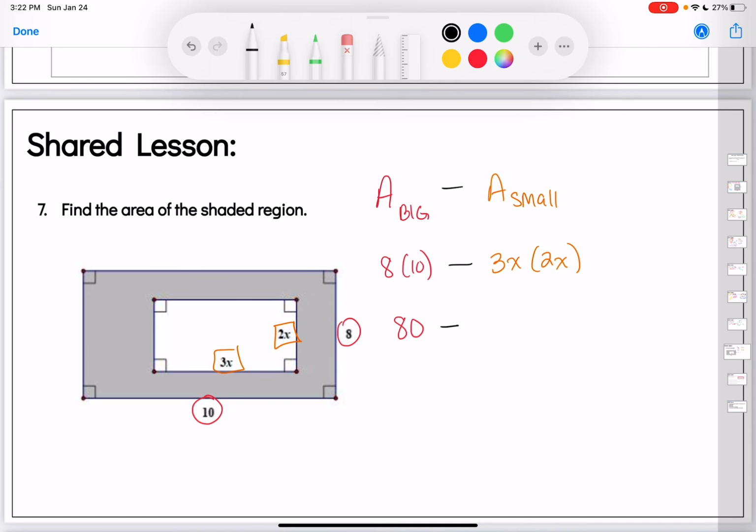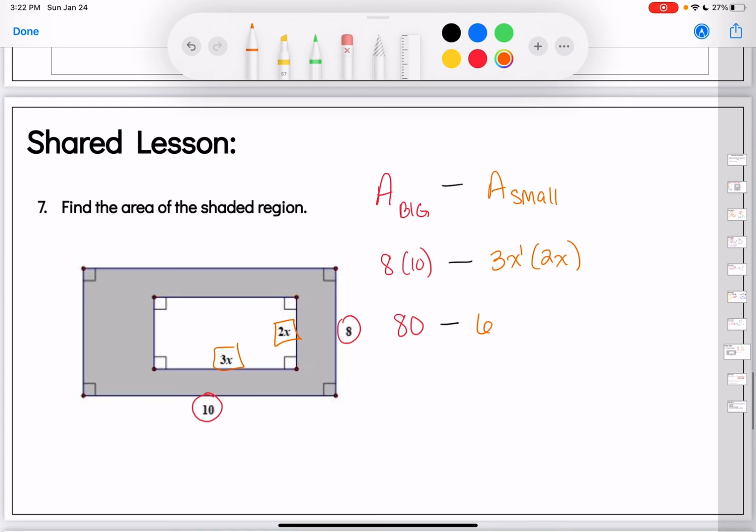Those are both monomials, so all I have to do is multiply. 3 times 2 is 6. X to the first times x to the first is x squared. Be careful on that one, right? So I have 80 minus 6x squared. There's my expression for the area of the shaded region. Now that's not in standard form, so if we want to really be specific, I suppose we should write negative 6x squared plus 80 as our final answer, but you get the idea.